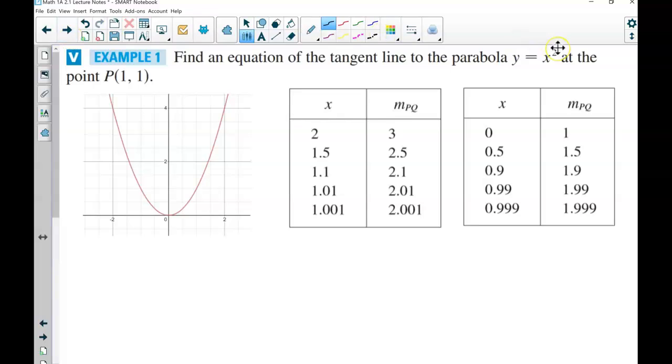What we want to do is find an equation of the tangent line to the parabola y equals x squared at the point (1, 1). If we investigate here, we can see that this represents the point (1, 1). So we'll go ahead and plot that on our graph, point (1, 1).